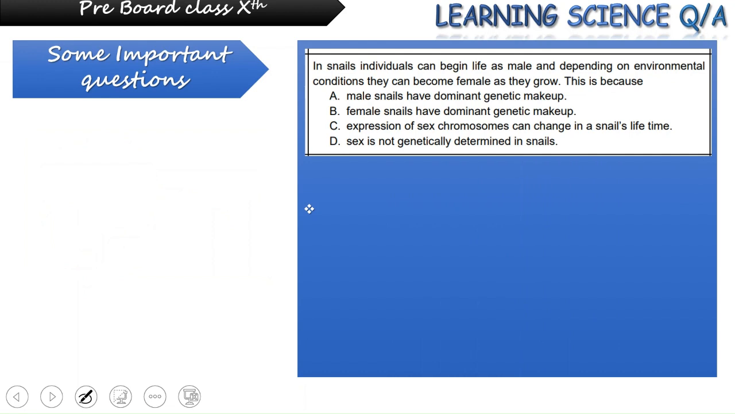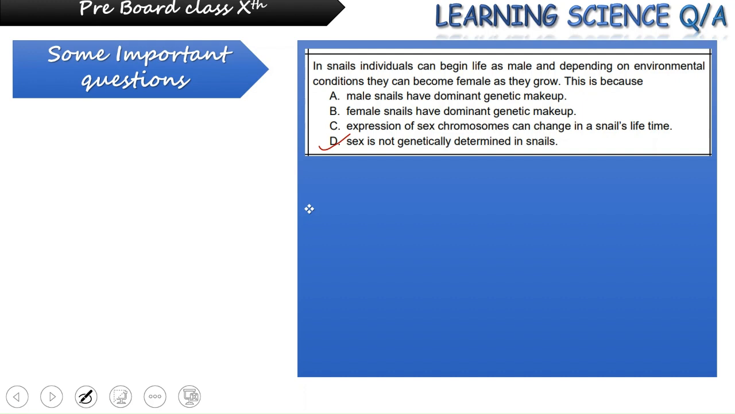Expression of sex chromosome can change in a snail's lifetime. This is also not right because once sex chromosomes are there, their expression is generally constant. They have their own specific expression which is followed throughout the lifetime. The last statement says sex is not genetically determined in snail, which is the right option for this question, and also this is given in the question itself.